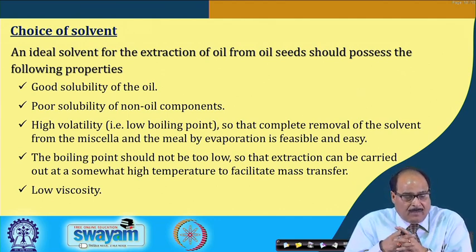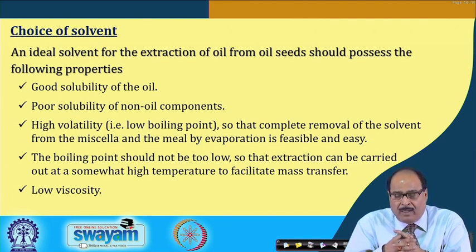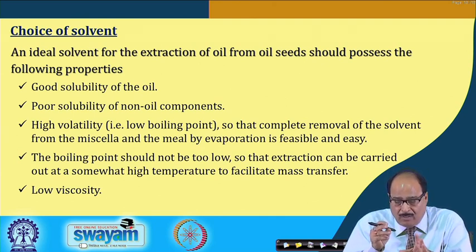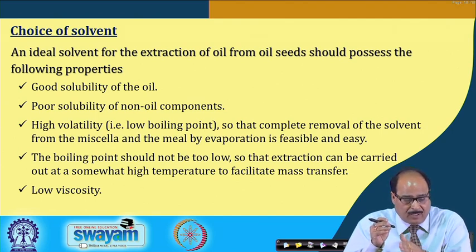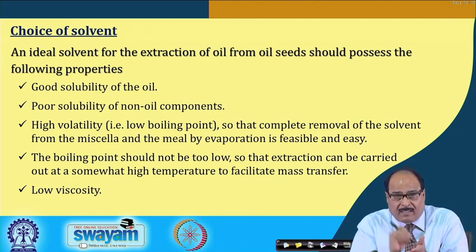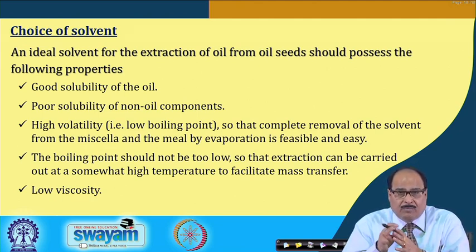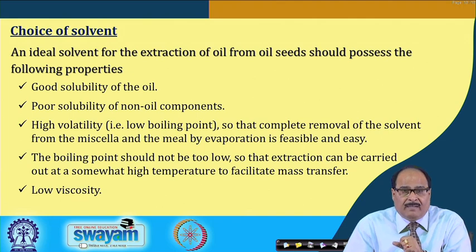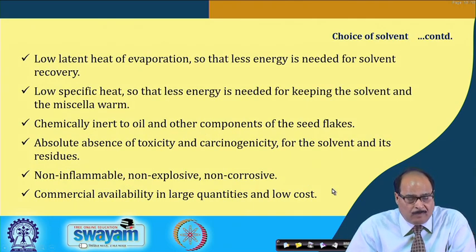The solvent should have high volatility, that is, a low boiling point, so that complete removal of the solvent from the miscella and the meal by evaporation is feasible and easy. The boiling point should not, at the same time, be very low, so that the extraction can be carried out at somewhat high temperature to facilitate mass transfer. That is because the higher the temperature, the better the mass transfer. The solvent should also have low viscosity, so that it flows easily.